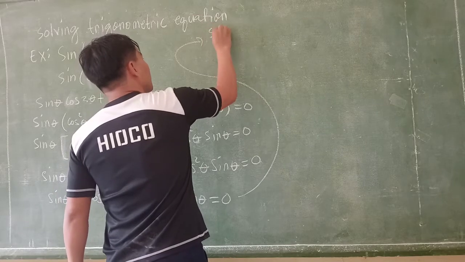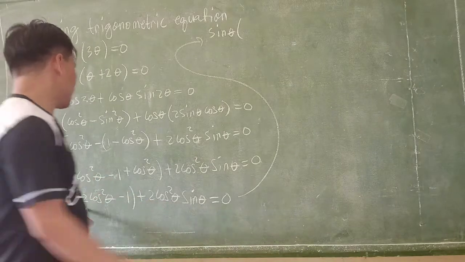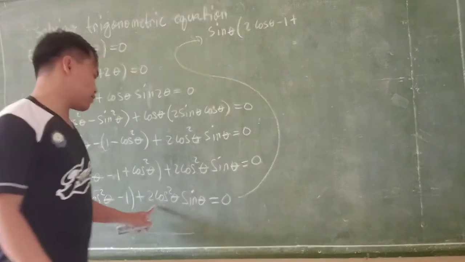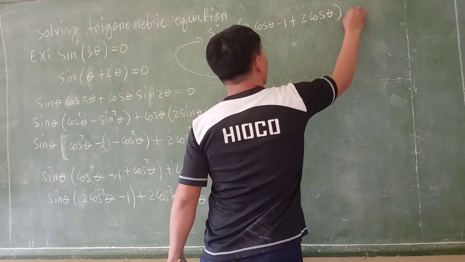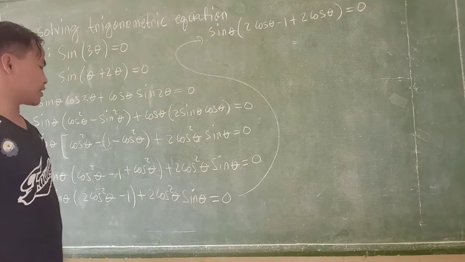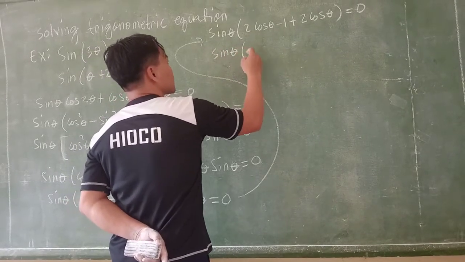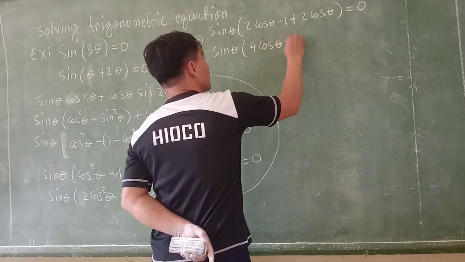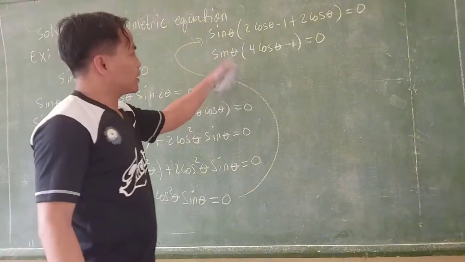So we have sine theta multiplied by 2 cos squared theta minus 1 plus 2 cos squared theta equals 0. They all have sin theta, so we factor out sin theta. In here, sin theta times 4 cos squared theta minus 1 equals 0. At this time we are almost there, we can now get the values.